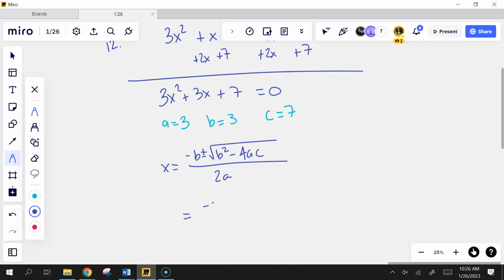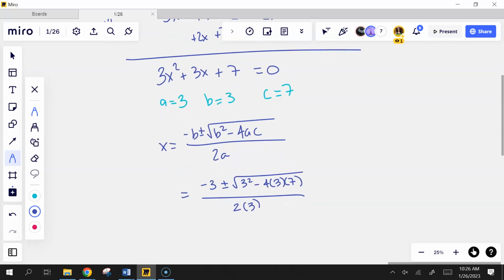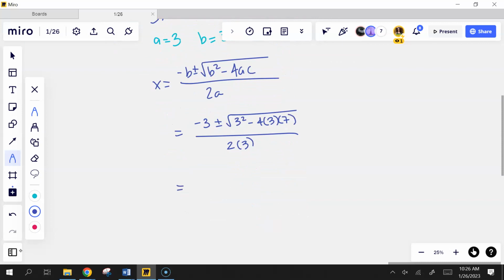So opposite B plus or minus the square root of minus, that's right. Everybody goes over 2 times. It's not just you. It is. Concentrate.